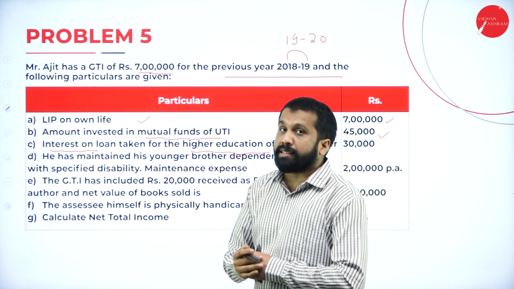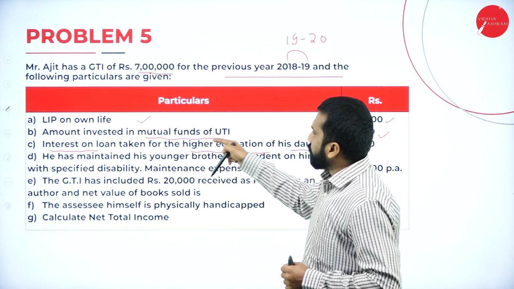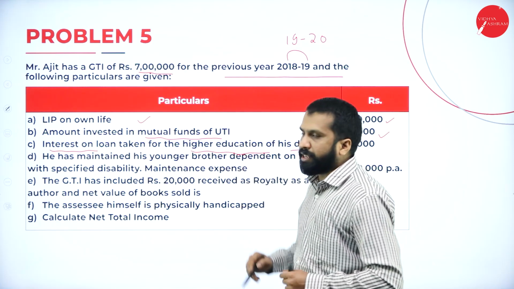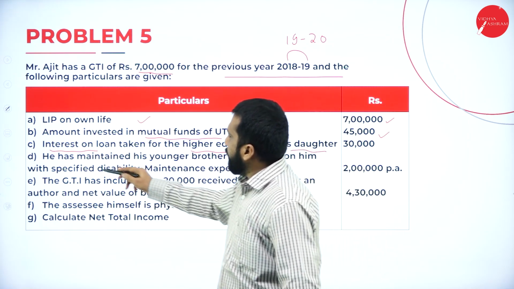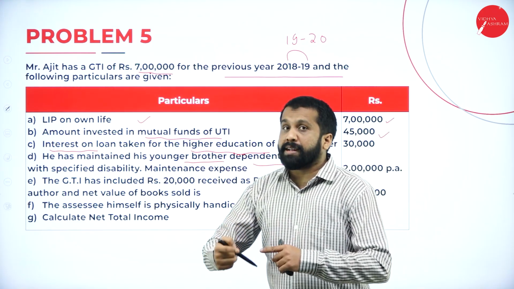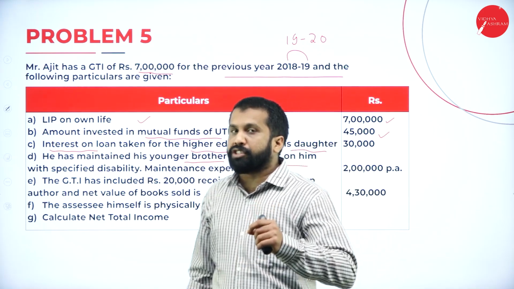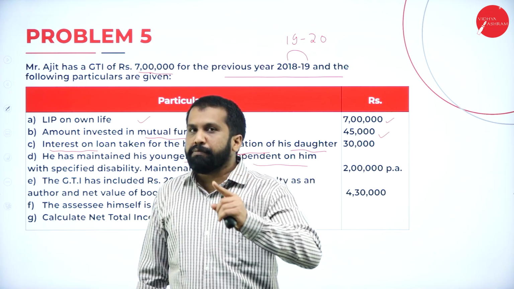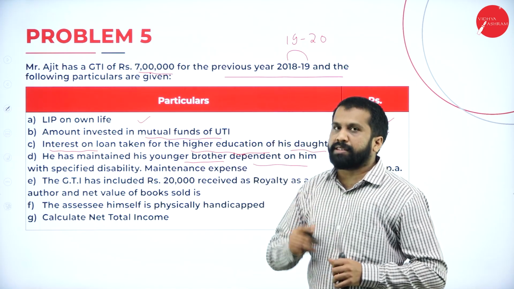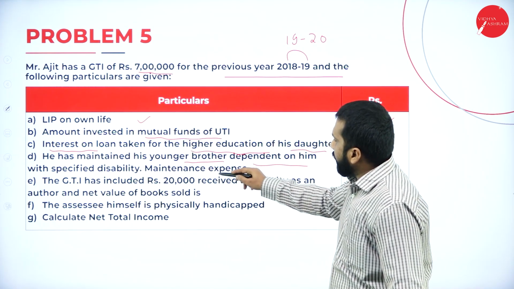All the deductions are given in this. So remember, we have LIP under 80C, and amount invested in mutual fund under 80C. Interest on loan taken for higher education comes under 80E. He has maintained his younger brother dependent on him, with specified disability, under 80DD. By reading this statement, you should know which comes under which deduction. If you have watched the deduction session, it will be easy for you to understand under which section each comes.